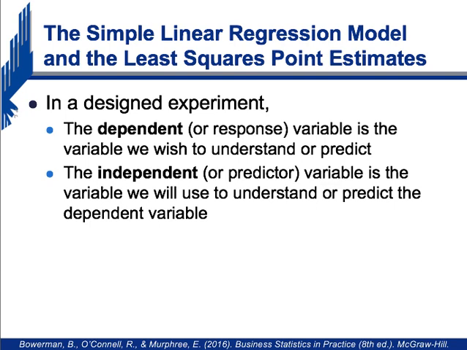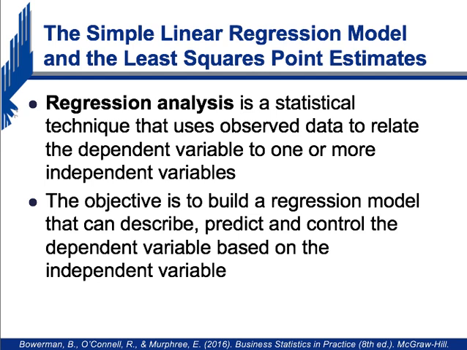In a designed experiment, we have the dependent variable, which is also known as the response variable, and this is the variable that we wish to understand or predict. And we also have the independent or the predictor variable, and this is the variable that we will use to understand or predict the dependent variable. And as mentioned before, we only have dependent and independent variables if we have a designed experiment. If data was gathered through observations only, then there are no dependent and independent variables.